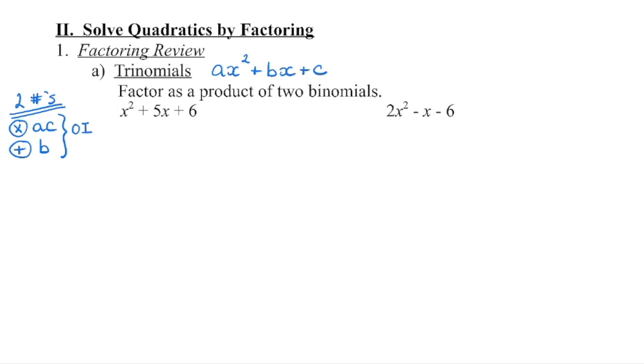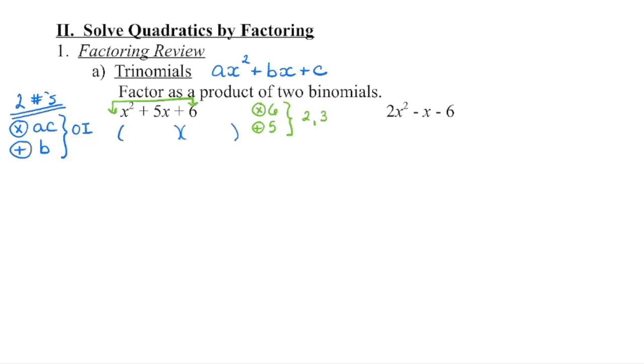So I'm now going to multiply together my a value and my c value. In this case, we're going to multiply 1 times 6, and we're looking for two numbers that are going to multiply to 6 and then add to that b value of 5. Those two numbers are going to be 2 and 3, and remember, these are always the product of our outside and inside numbers when we FOIL this out.